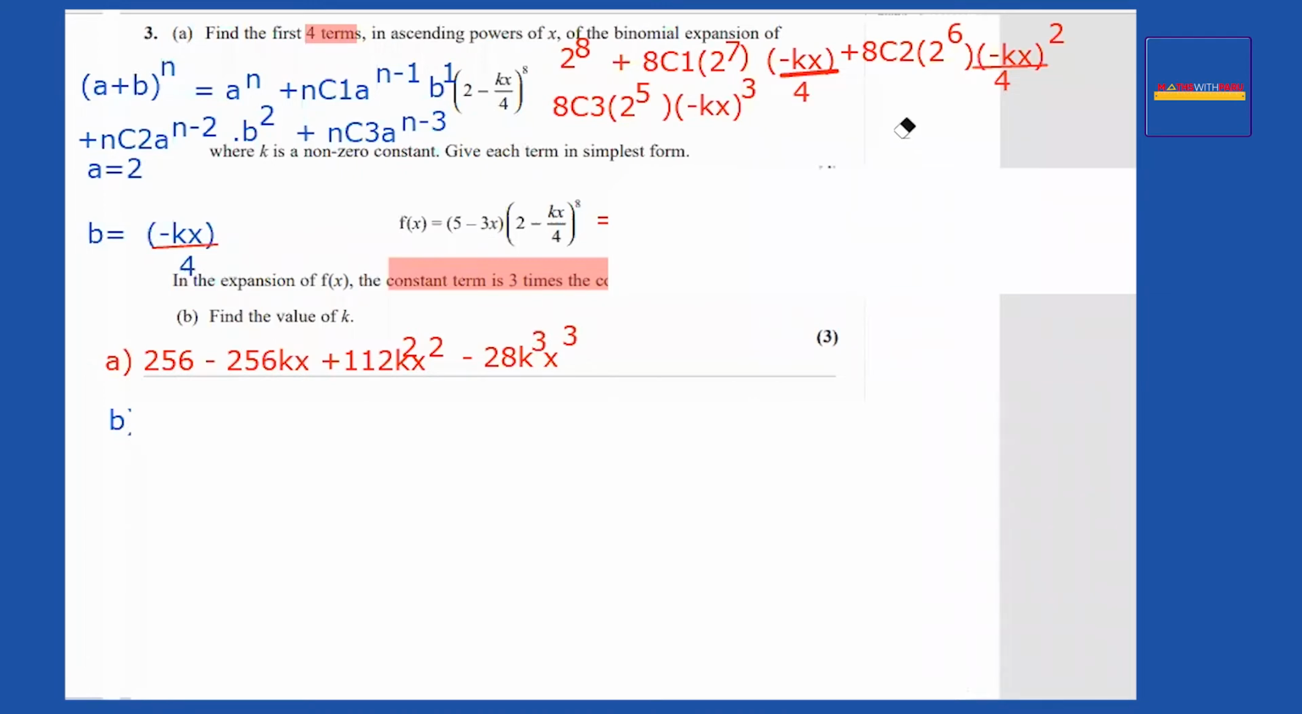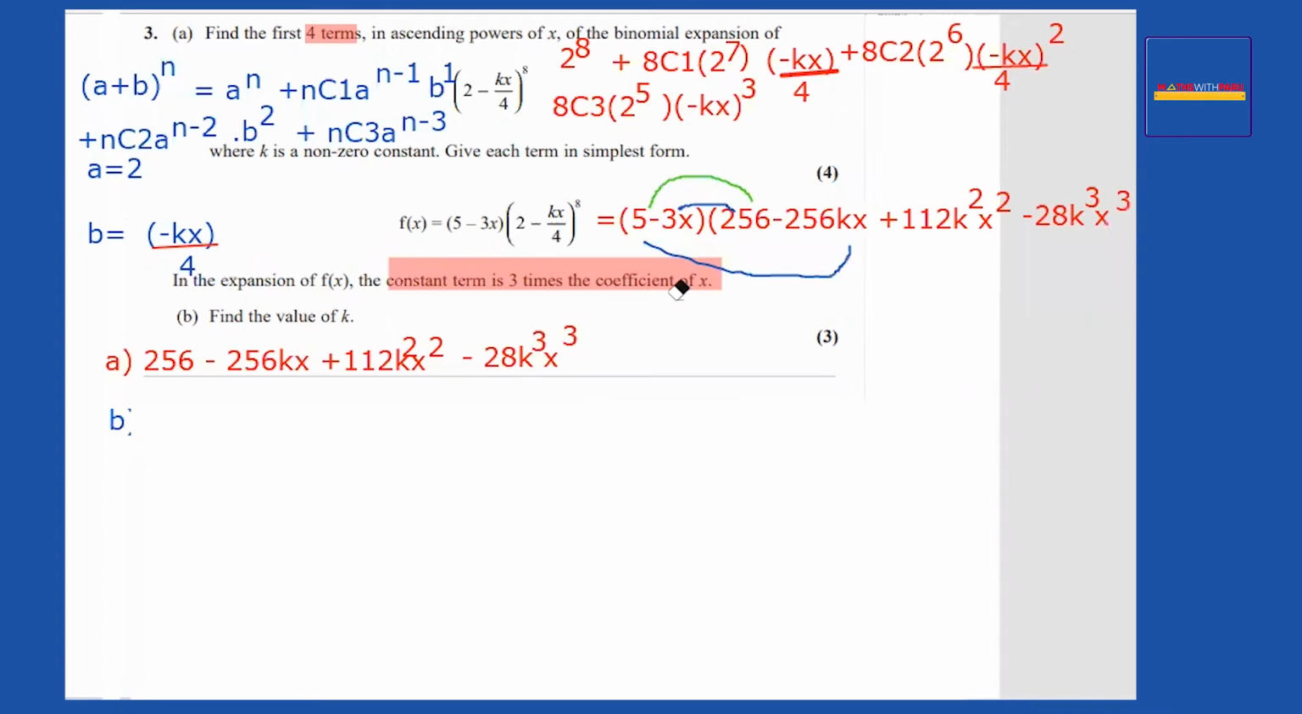Now let's move on to the next part. The next part is, they say in the expression f of x, and they're giving us f of x, the constant term is 3 times the coefficient of x. And the question they've asked is to find the value of k. Now let's have a look at this. 5 minus 3x, I write there, into 2 minus kx over 4 to the power 8. Now, if you look at that, they're talking about the constant term and they're talking about the coefficient of x.